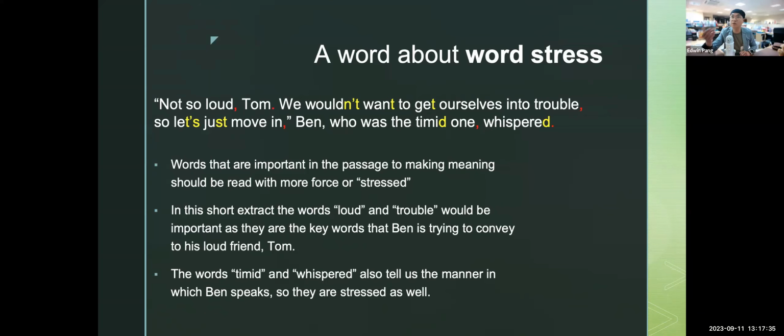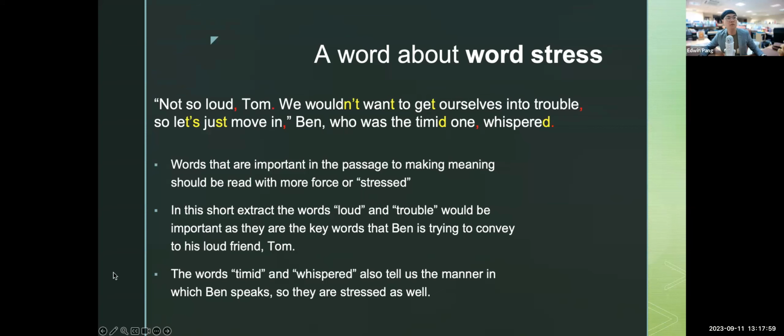Can you hear trouble, move, right? These are the stressed words. And when you vary your pitch and tone by stressing certain words, you provide a variation in your sentence. And it sounds a lot better, more interesting, more engaging, right? Otherwise: "Not so loud, Tom, we wouldn't want to get ourselves into trouble. So let's just move in," like a robot. Very boring, right? Nobody likes to listen to that.